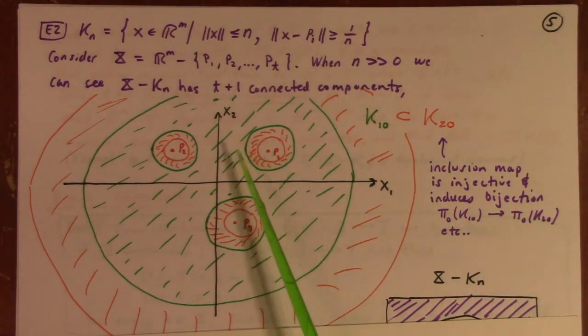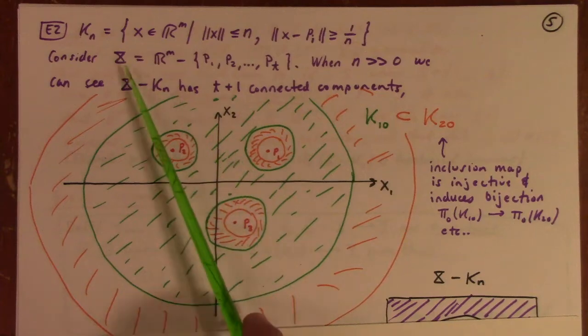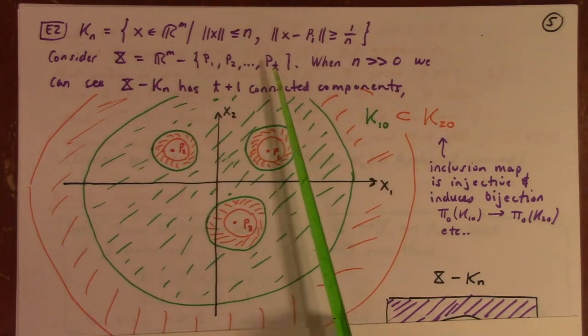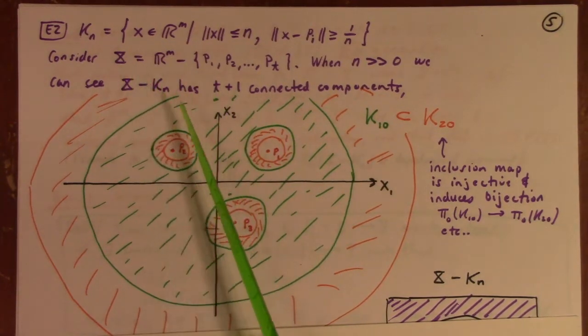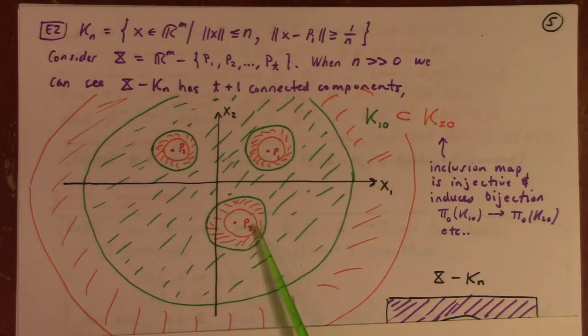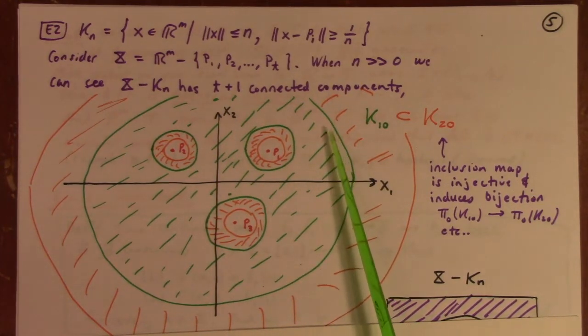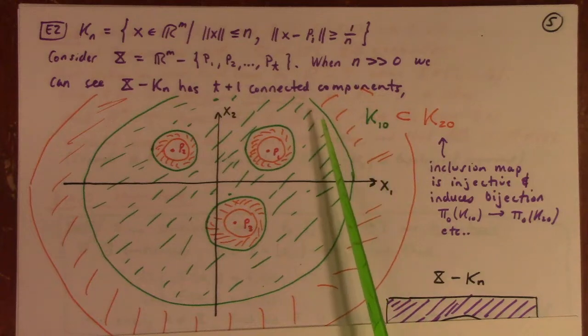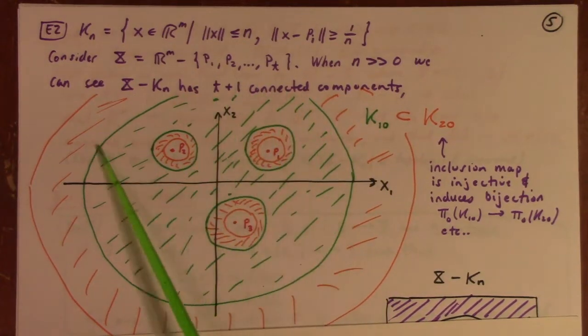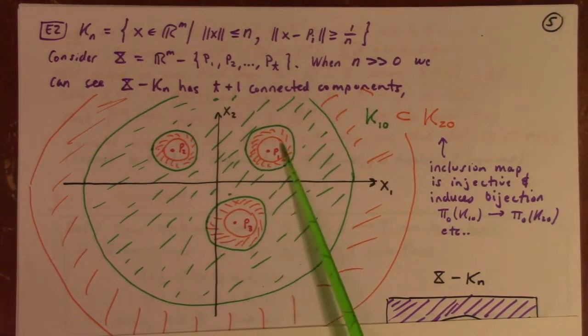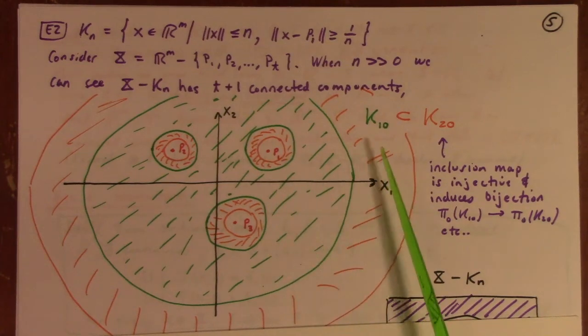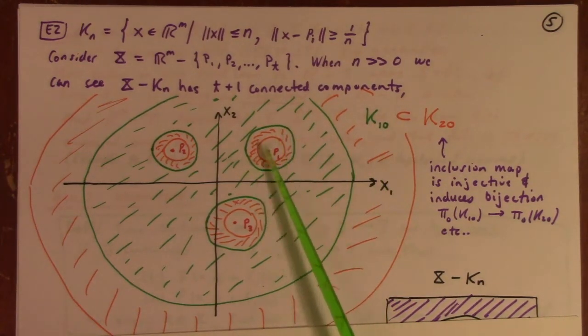Suppose I've got 3 points. I'm excluding them from my space X. It's X with t points deleted. So here's R2 with 3 points deleted. And here I've tried to illustrate what K10 would look like in the green. So it's radius 3, and then 1/10 outside the points.